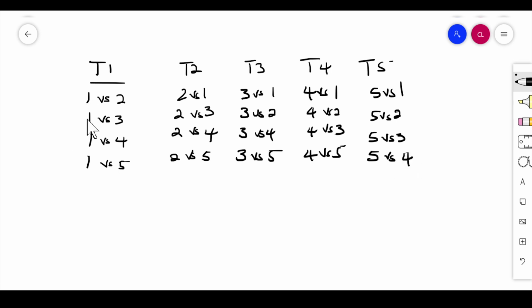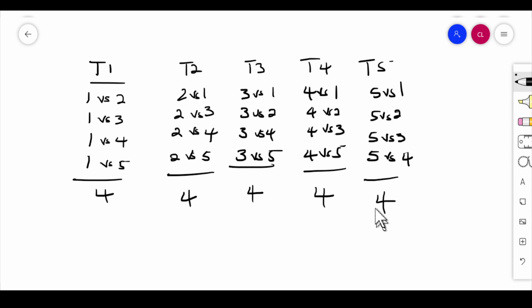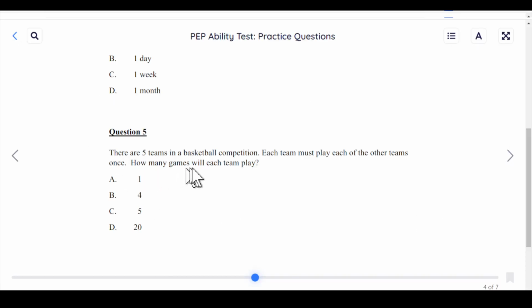How many matches? 1, 2, 3, 4. So 4 here. How many matches? 1, 2, 3, 4. 4 matches there, or 4 games. Same thing for this team, and the rest. So let's pay attention to what they asked us for. Let's go back to the question. The question says, how many games will each team play? We see our answer here being 4, so that's B. Each team will play 4 times.